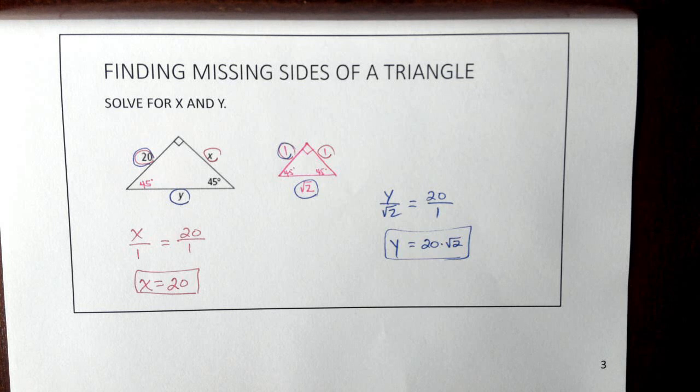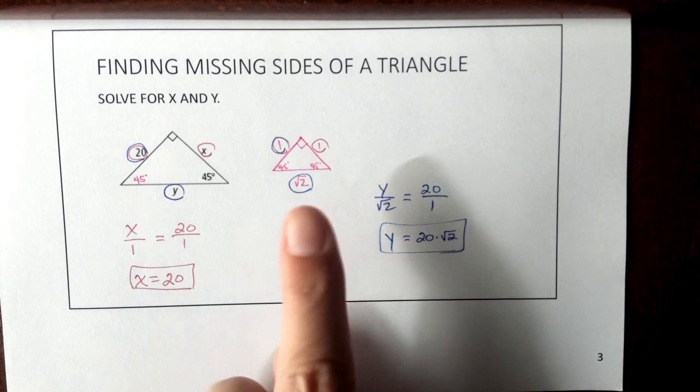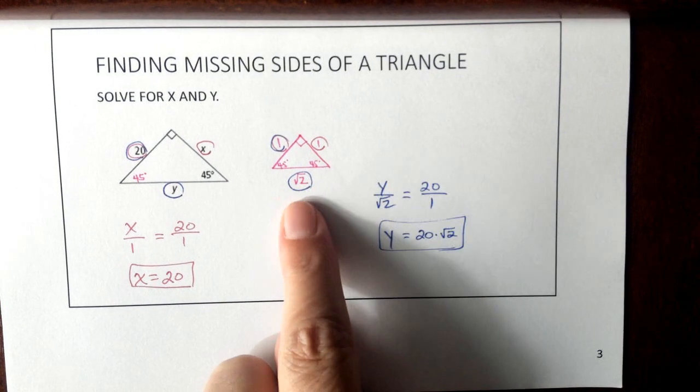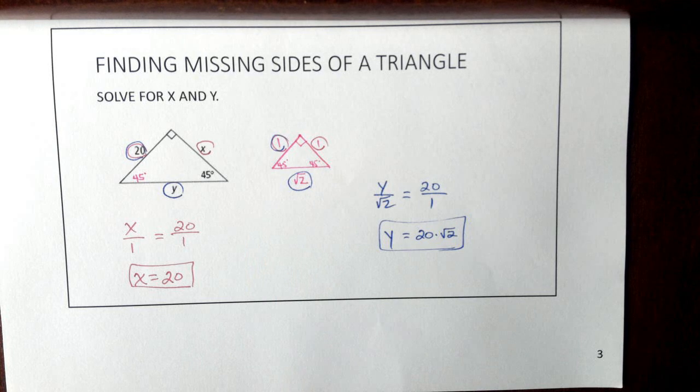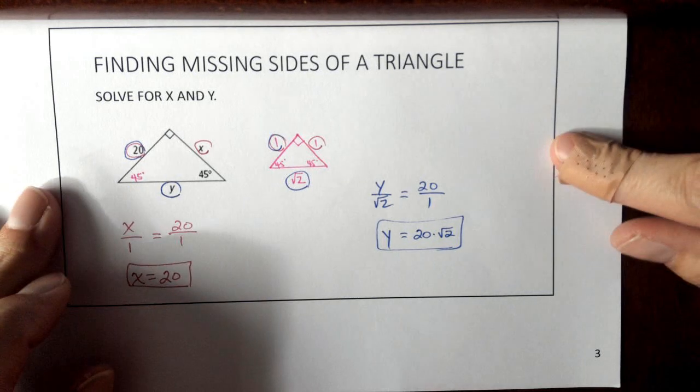But again, being able to do the work hinges on having that triangle memorized. You have to memorize your special cases first. Okay, let's take a look at a couple of 30, 60, 90 examples.